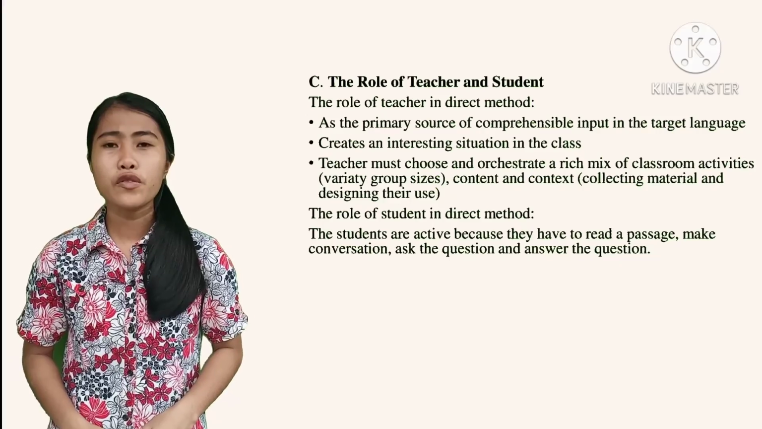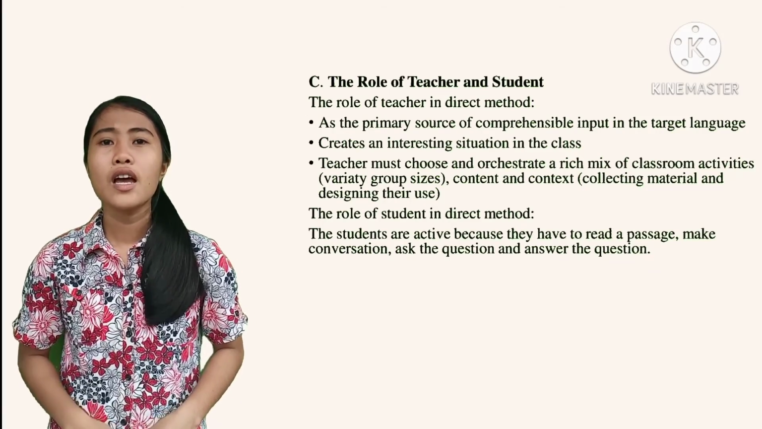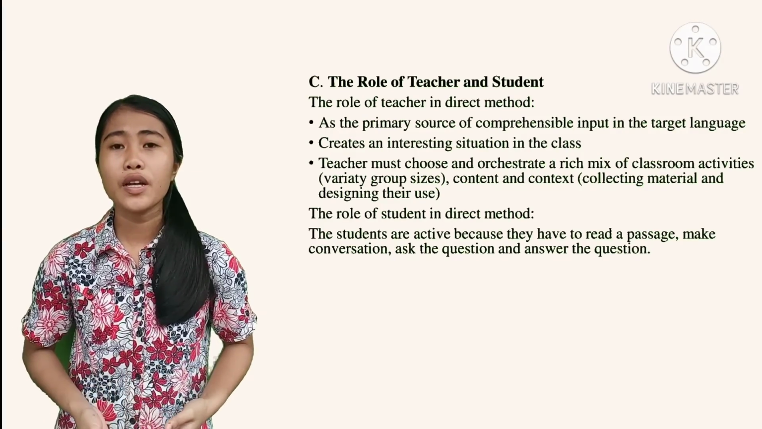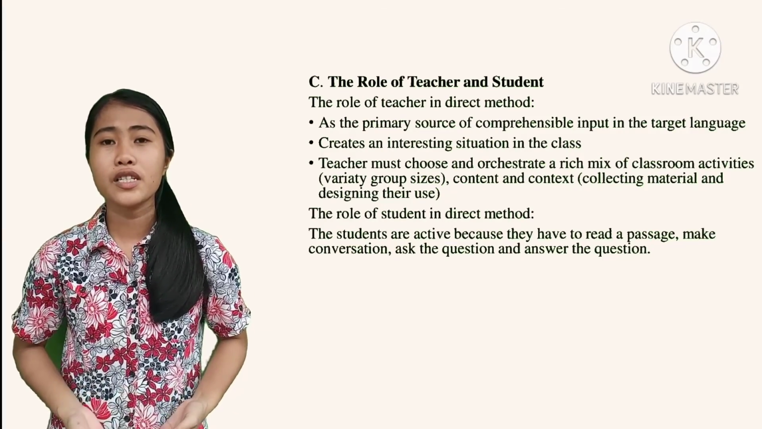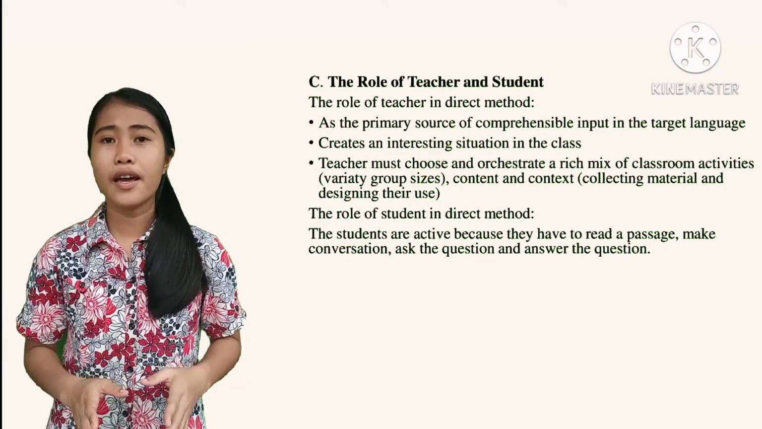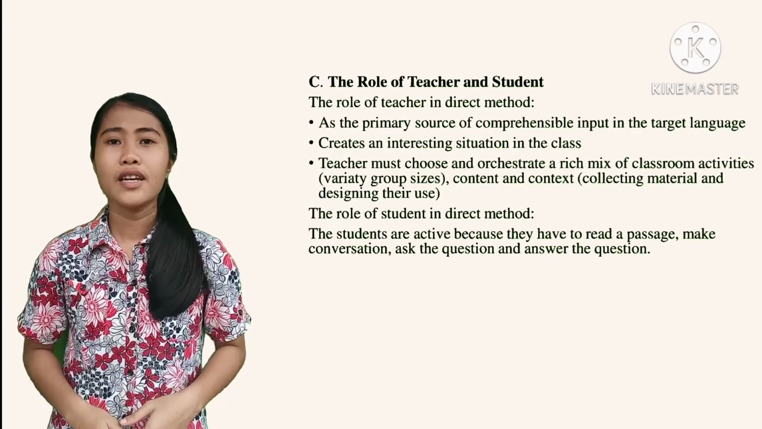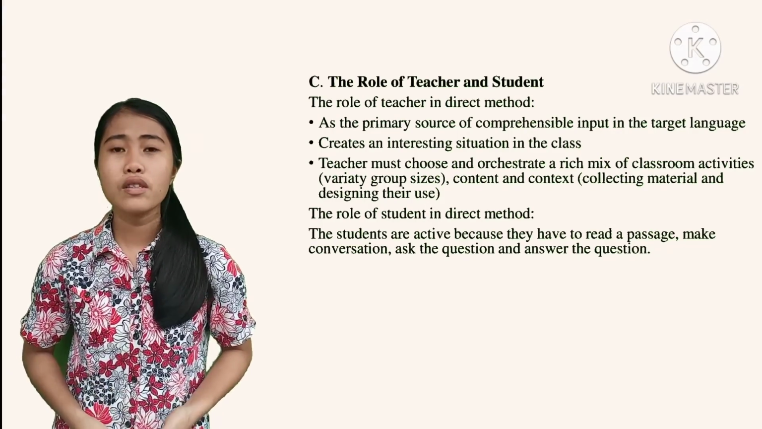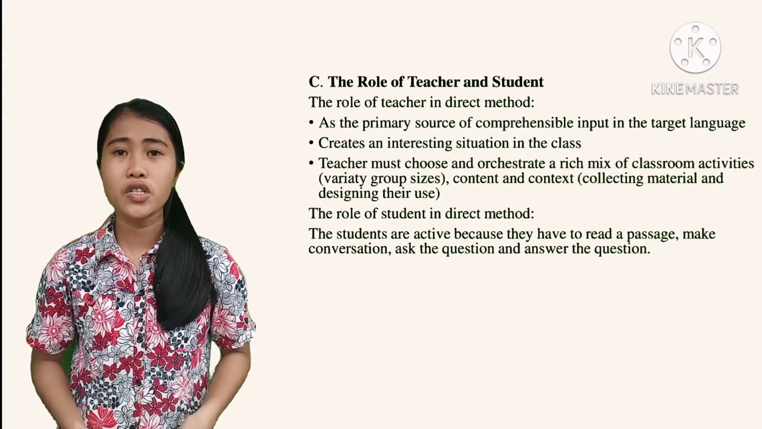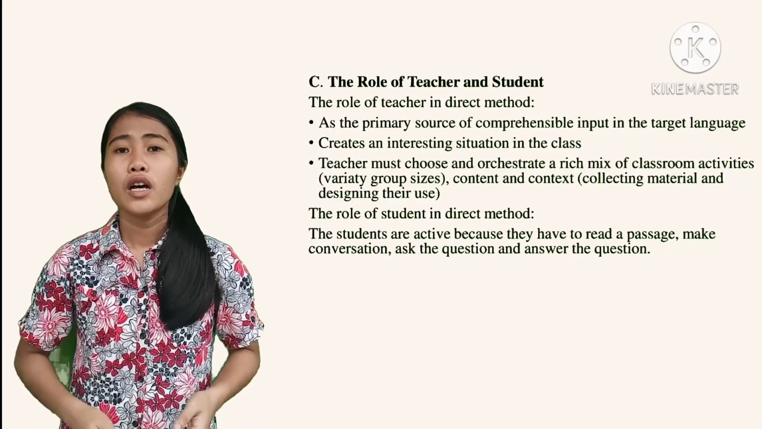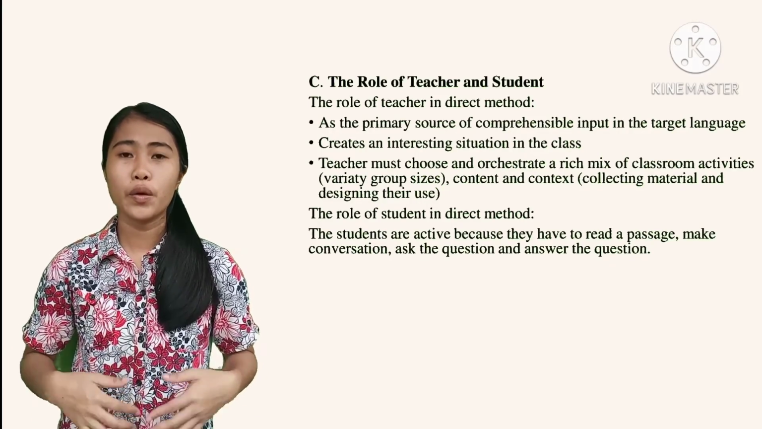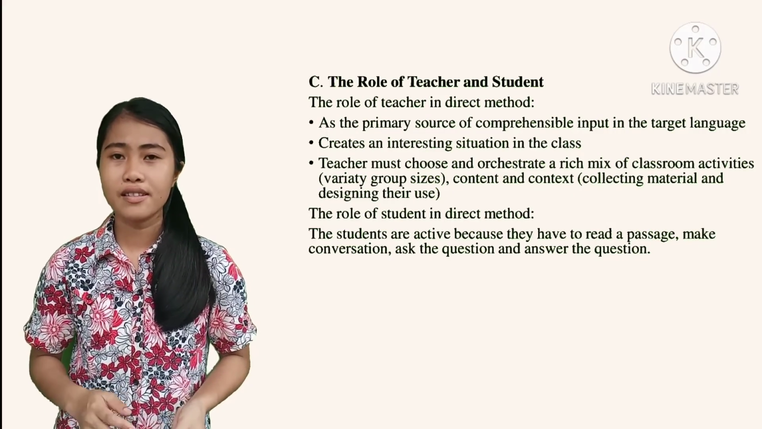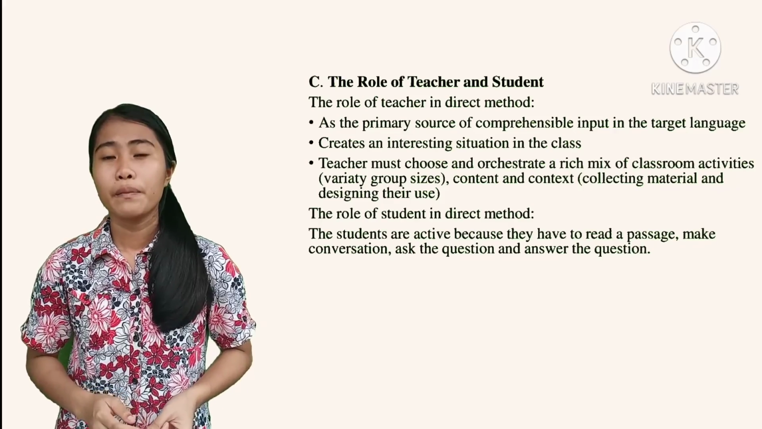Okay, the role of students in direct method is first, students are active because they have to read a passage, make a conversation, answer the questions, and ask the questions. In this method, the students must be active because they have to read a passage and they have to speak a lot to improve their language skill. For example, ask the questions, answer the questions, and make conversation.